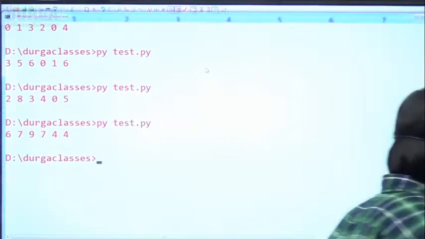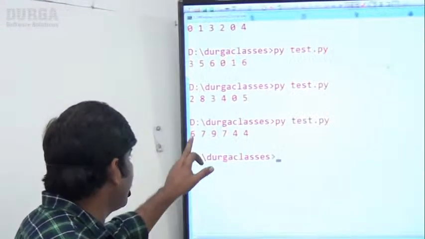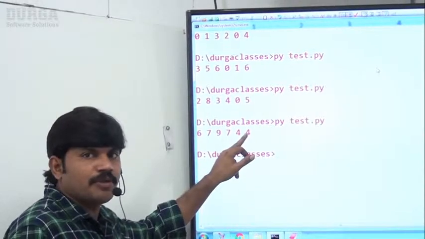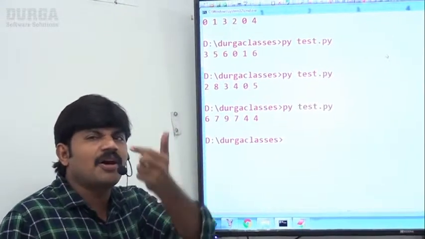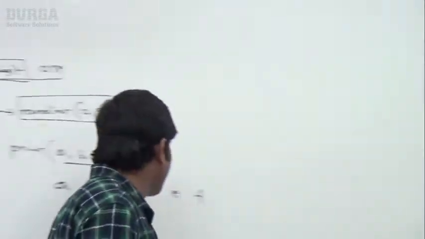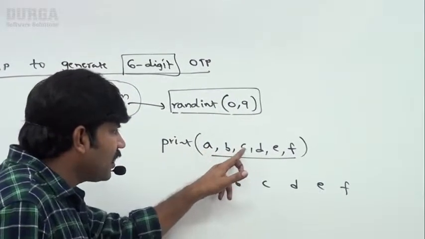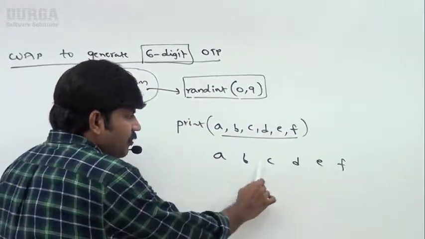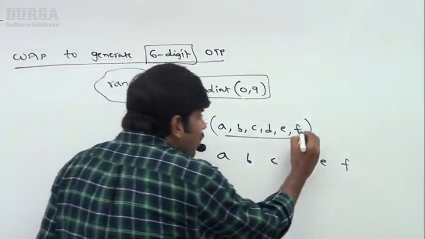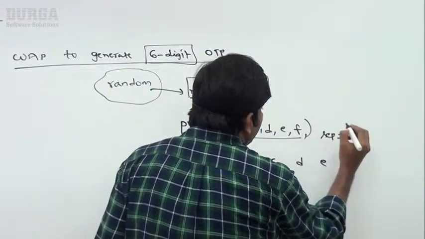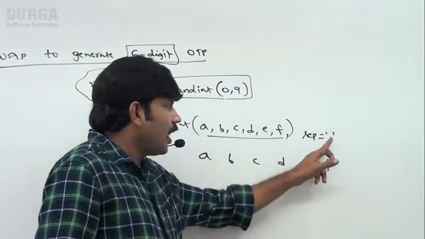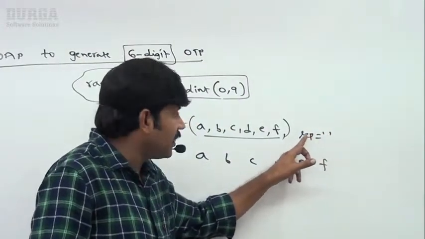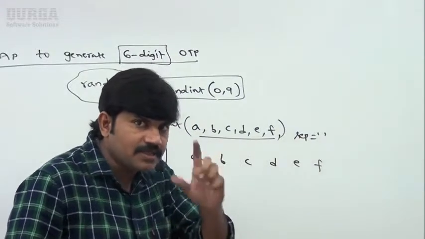Then immediately you may ask, sir, I don't want space in the middle. Can you please remove the space? Just one small argument I have to take. What is that argument? So A comma B comma C comma D, and so on, comma, last sep is equal to empty string. I don't want any separator, so I have to pass sep is equal to empty.